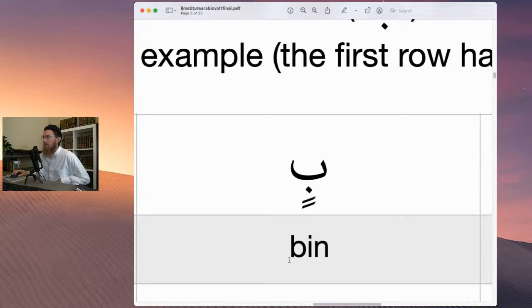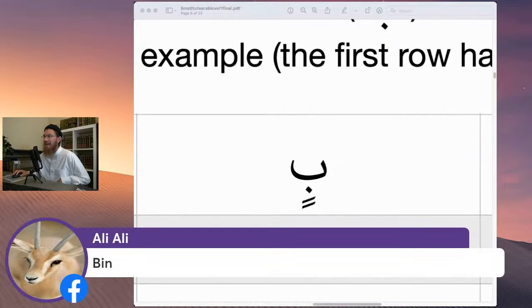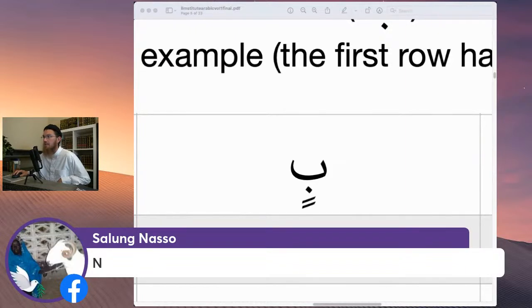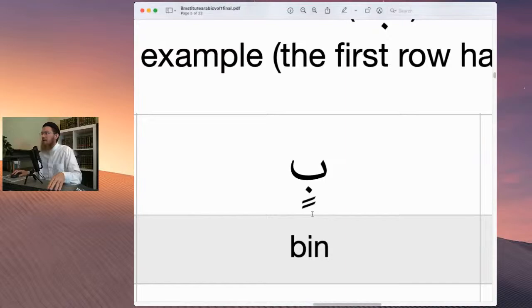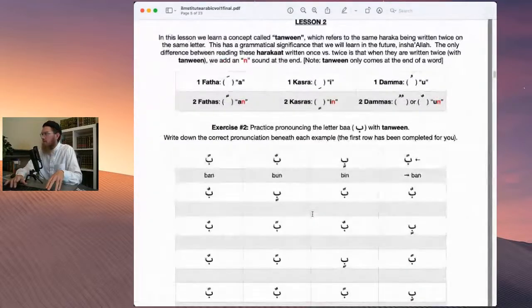So a B is written for the letter ba, an I is written for the kesra. And because we have two kesras, what do we write at the end for that second kesra? This is called tanween. The second kesra sounds like the letter N. So if it's just a ba and a kesra, it's bi. But when there's a ba and two kesras, it's bin. You add that N at the end. Bin.